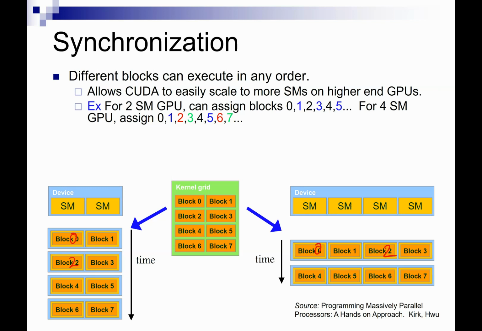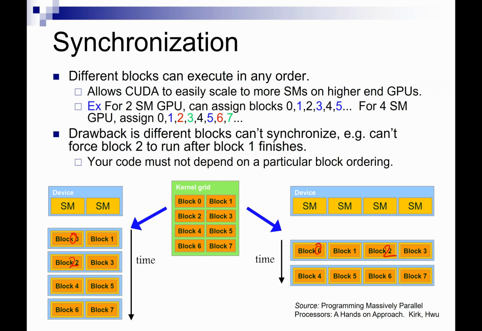So therefore, when you write your kernel, you don't know what kind of GPU it's going to run on eventually, right? So you don't know whether 2 is going to run after 0 or concurrent with 0. So your code cannot depend on the order of the thread blocks, because potentially the thread blocks can execute in some arbitrary order.